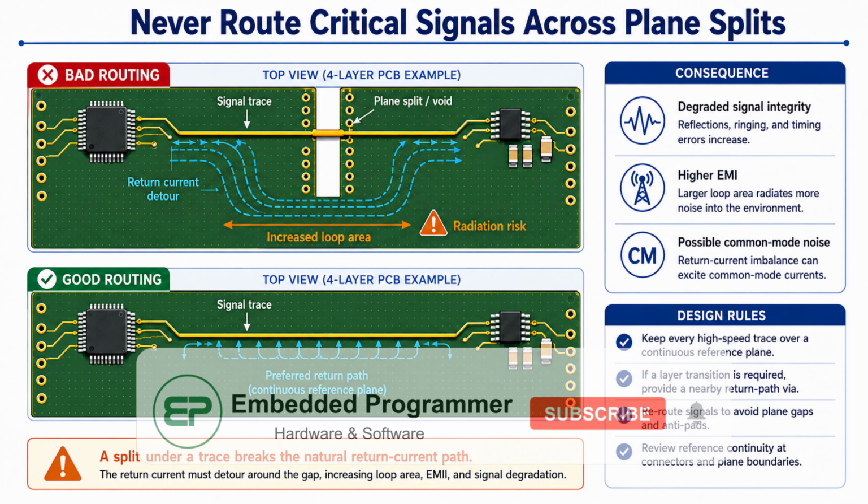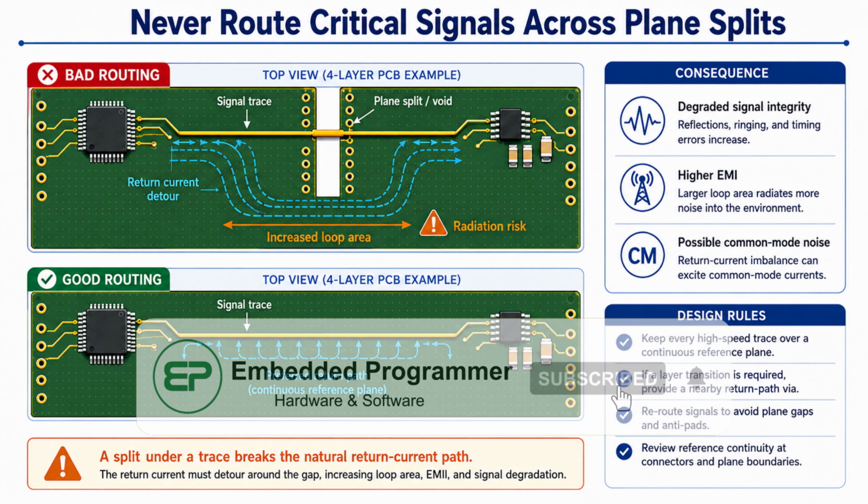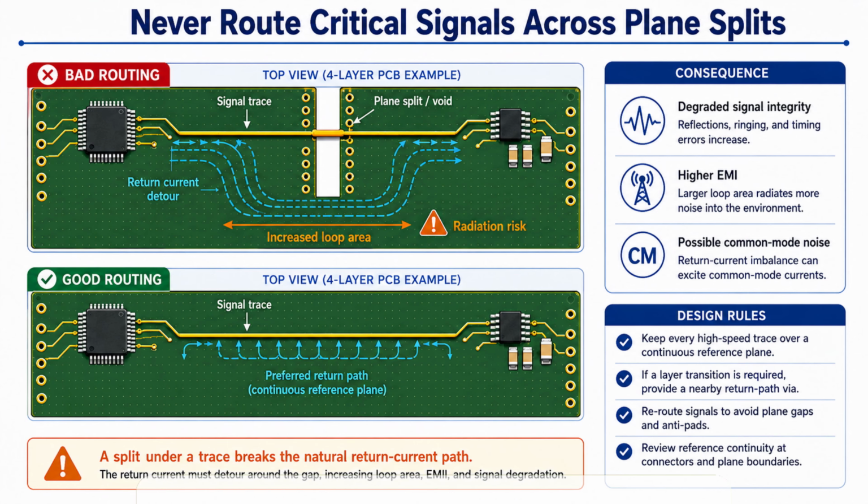This is one of the most common high-speed PCB mistakes, routing a critical signal across a split in the reference plane. At first glance, the trace looks fine. It goes from one chip to another. But underneath the trace, the return current has a problem. The return current cannot cross the gap directly, so it detours around the split, creating a much larger loop. And a larger loop means higher inductance, more radiation, more common mode noise, and a higher chance of reflections, ringing, and timing errors.